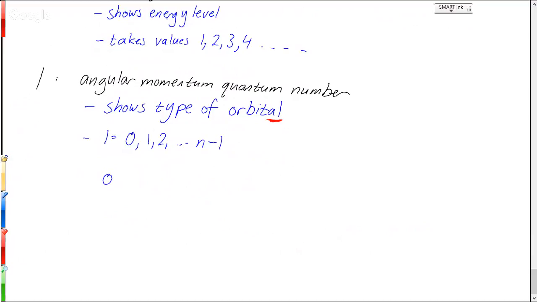These are also, because they're important like this, given letters. So L equals 0 is known as an s orbital. L equals 1 is known as a p. L equals 2 is known as a d. L equals 3, an f. And that's all that really exists in the atoms that we know, but theoretically it could keep going.